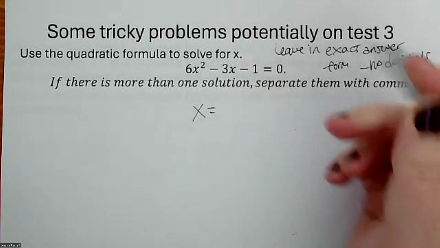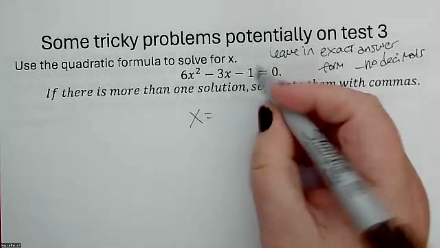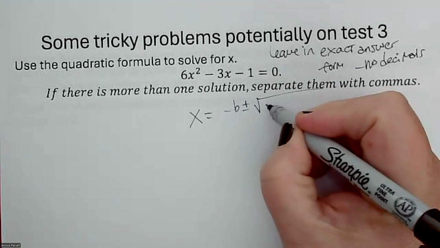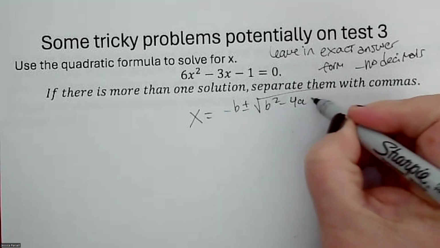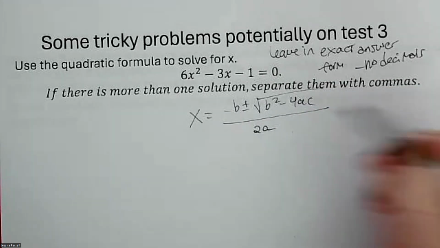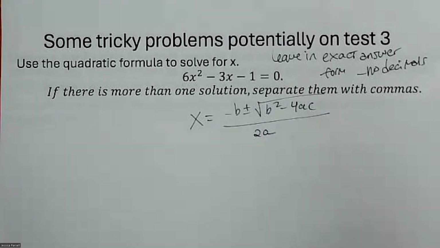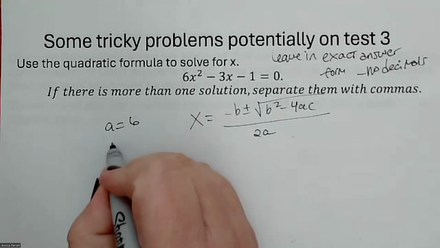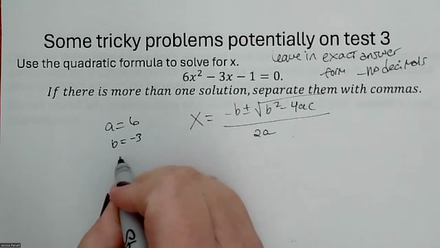X equals, all right, I'm going to sing it for you. Here we go. Negative b plus or minus the square root of b squared minus 4ac all over 2a. And that's how I remember the quadratic formula. Clearly, I was not gifted with the talent of singing.